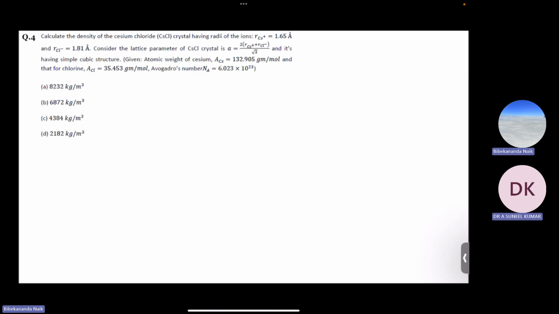Okay, so we will calculate the density of cesium chloride crystal with the radius of cesium 1.65 angstrom and radius of chloride 1.81 angstrom. We will consider the lattice parameter of cesium chloride crystal as 2 times radius of cesium plus radius of chlorine divided by root 3, and it has a simple cubic structure.